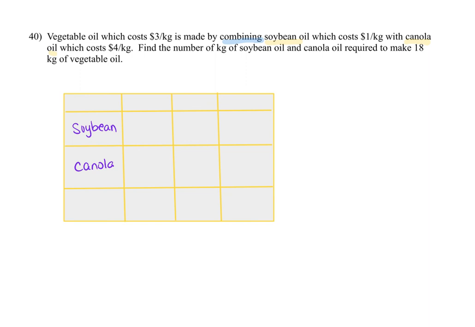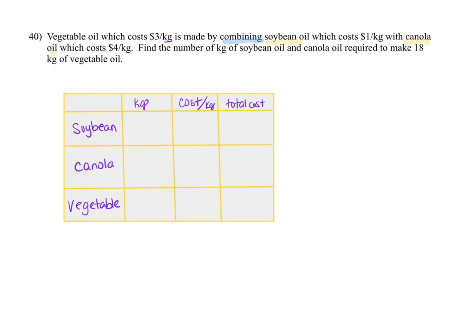It tells me at the beginning vegetable oil. Don't immediately write that down as something you're mixing together. Read the whole problem. Vegetable oil is made by. That tells me that's my mixture, okay? So vegetable oil is my mixture. Now for these, you will have some units. In this case, kilograms. Kilograms of that particular substance. And then this one is going to be a cost. Sometimes it'll be percentage. So this is the cost per kilogram. And this is your total cost that you have, all right?